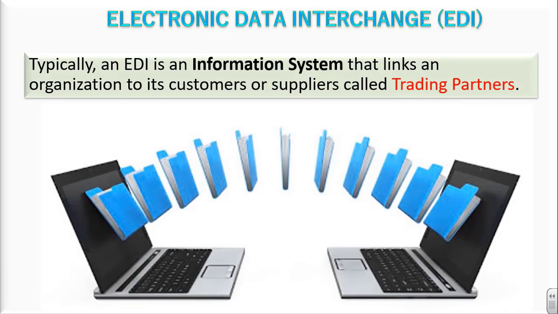Now typically an EDI is an information system. Typically electronic data interchange is an information system. Information system means a system which gives us the information. Typically an EDI is an information system that links an organization to its customers or suppliers called trading partners. In our case we have suppliers, so in this case suppliers can be termed as trading partners.